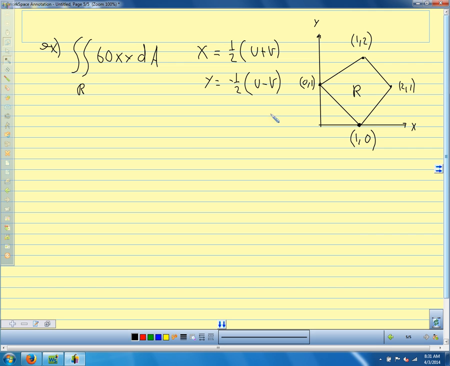So I can go about this a couple of different ways. The first thing I'm going to do is solve this system for u and v in terms of x and y. So from my equations, I'm going to rewrite these. I have 2x equals u plus v, and negative 2y equals u minus v.